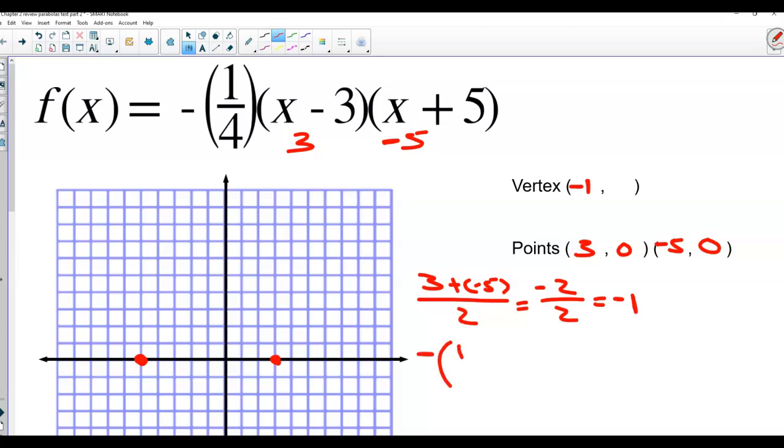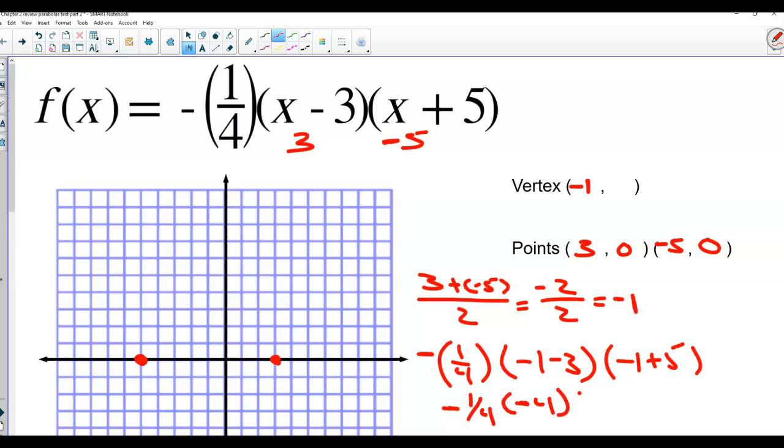Now when we plug it back into the equation, we get -1 minus 3, -1 plus 5, -1/4 times -4 times 4. Well, the double negative makes it positive. -1/4 times -4 is 1, and 1 times 4 is 4. So the y-coordinate is 4. -1, 1, 2, 3, 4. Okay. Now it should make sense.